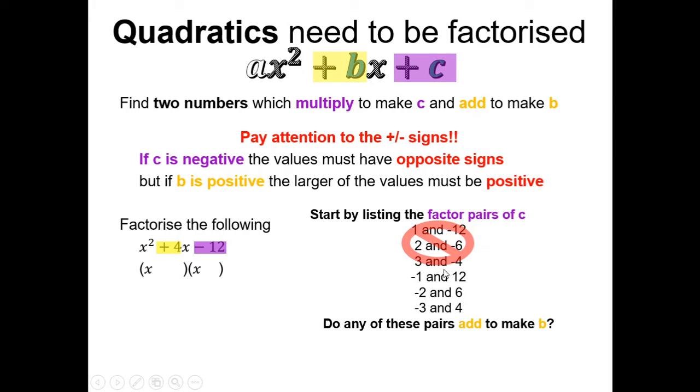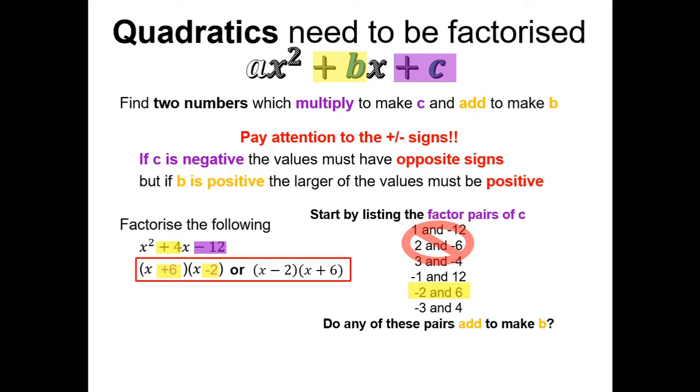So I've gotten rid of all of the pairs where the bigger number is negative, and I'm just looking at the pairs where the bigger number is positive. So 12 minus 1 is 11, not 4. 6 minus 2 is 4. That's the one. Okay, so I've got my answer. And if you want to just double check, there's only one correct pair. This last pair, 4 minus 3, that would give me 1. So that's not the pair we're looking for. So my numbers are negative 2 and 6.